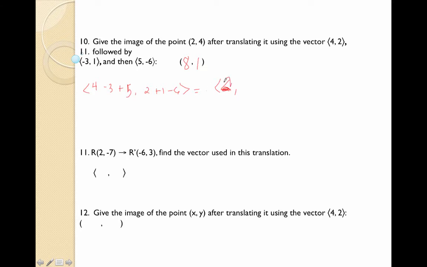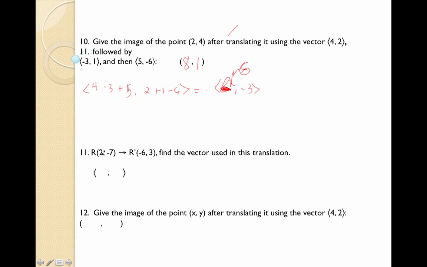Try this again. Well, that's just stuck. I don't know how to fix that. Okay, so that's a 6, we'll assume. And then 2 plus 1, 3, minus 6, minus 3. So our total translation vector is 6, negative 3. So then 2 plus 6 is the 8, 4 minus 3 is the 1, and we get the same answer.